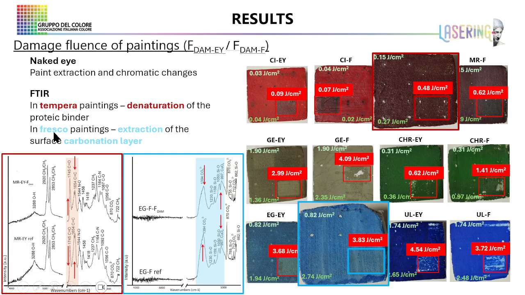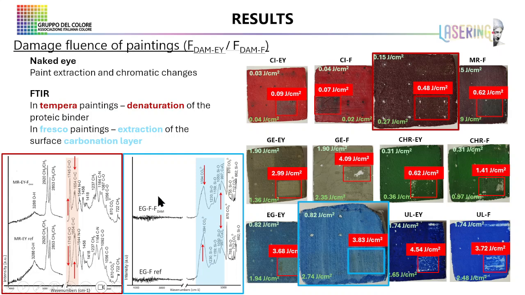Then for the fresco paintings, it was possible to see an extraction of the surface carbonation layer, because after the irradiation we have a decrease of the band assigned to the calcite and an increase of the bands assigned to the pigment.